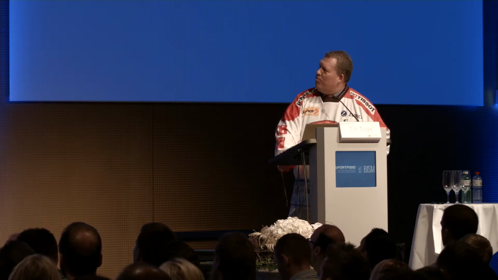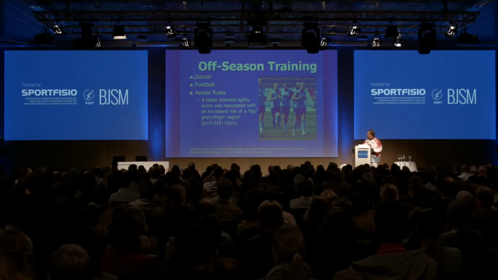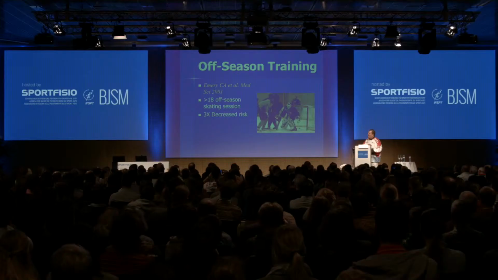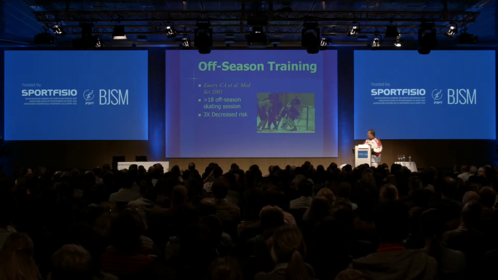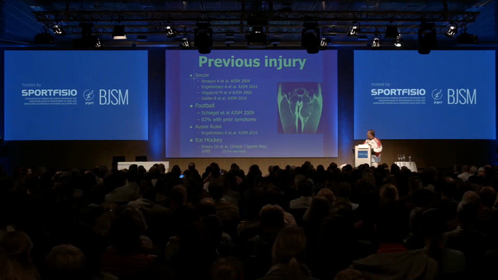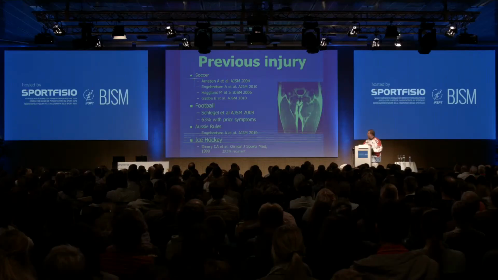Off-season training plays a role in Australian rules football. A faster planned agility score was associated with an increased risk of groin strains in that population they studied. It's actually preventative in ice hockey. When ice hockey players come into camp and they've skated 18 times in the off-season, it decreases their risk about 3 times. But we know that the strongest predictor of an adductor strain is a previous groin strain. It's been shown in many sports by many authors.